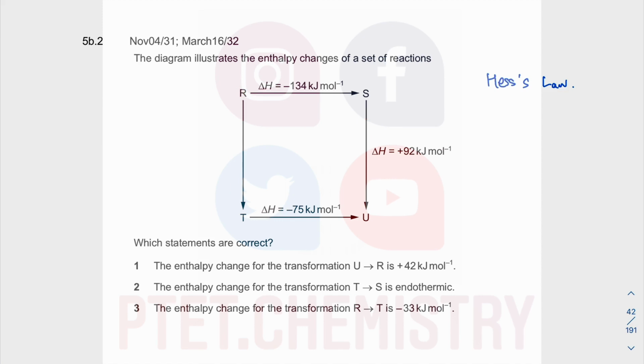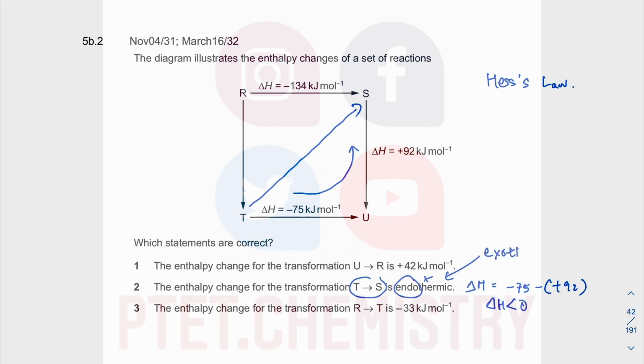Okay, so going from T to S, I can go this way and then this way, but I don't have a value here. Or I can go this way and then this way. So what I'm going to do is I'm going to go this way. So the enthalpy change would be minus 75 because you're going in the same direction. Go in the opposite direction, so you have to do minus plus 92. Without putting into my calculator, I can see that minus and then minus again. So that delta H is going to be less than 0, and endothermic is wrong. It will be exothermic, which is enthalpy change less than 0.